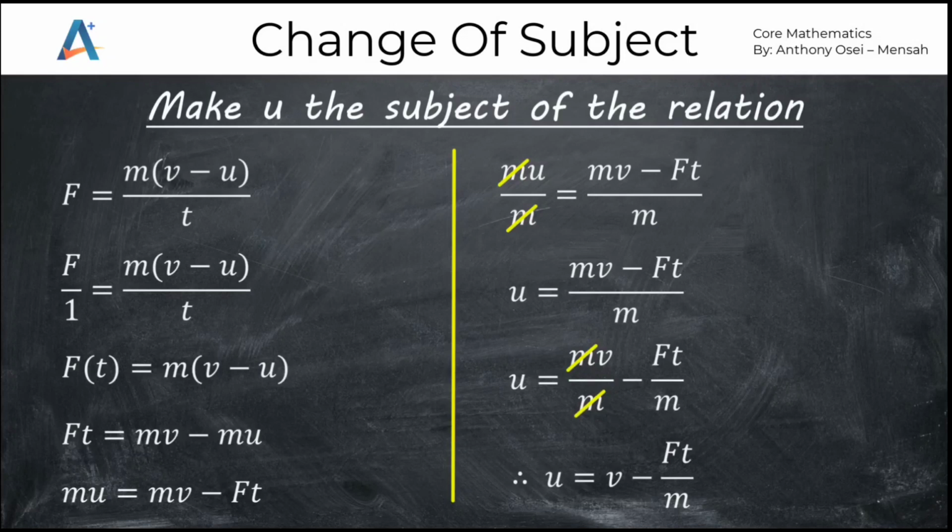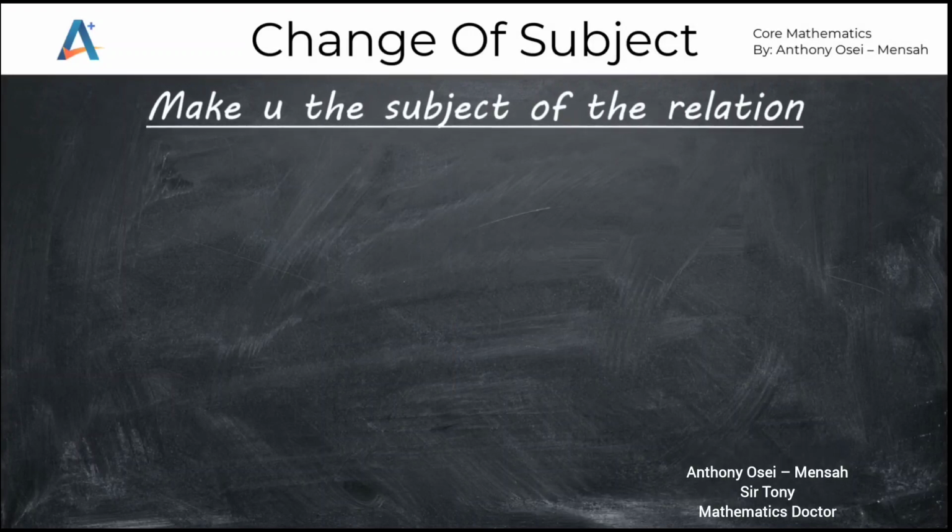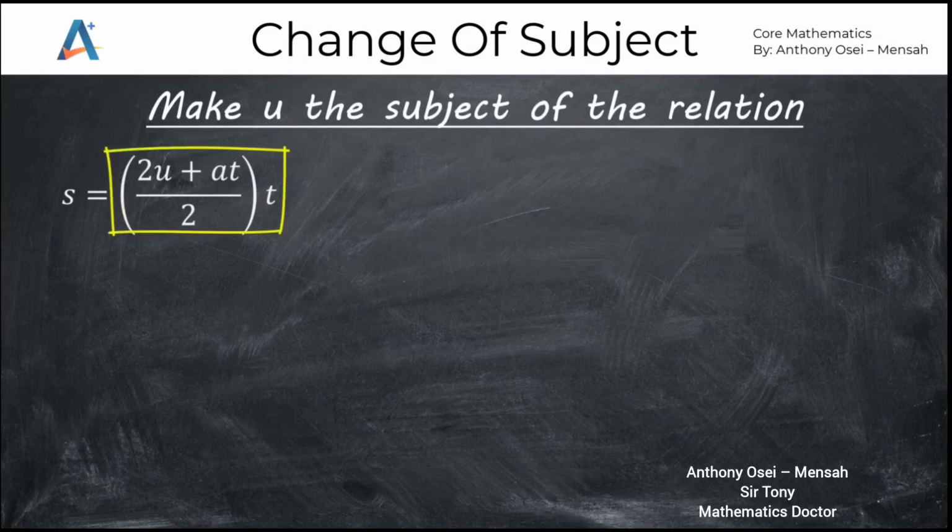Thank you very much. In this particular question, it reads, make u the subject of the relation s is equal to 2u plus at all divided by 2, then all multiplied by t. Don't forget that in here we can analyze it and then make sure we cross multiply, because looking at this, t is multiplying this term, so it makes it one complete term. If you want to multiply, you multiply the t by only the numerator because t is divided by 1, and the divided by 1 will rather multiply 2. Then the t will multiply the numerator.